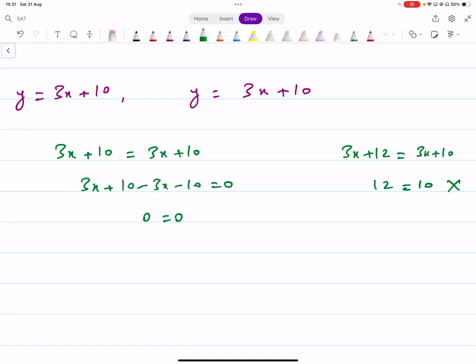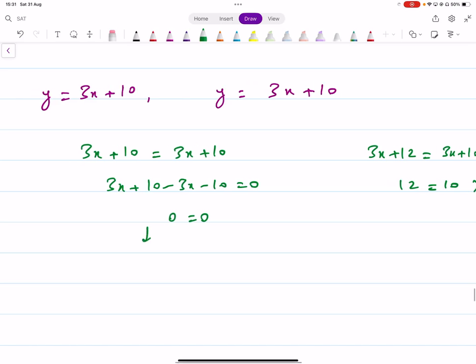Eventually you get 0 equal to 0. Is that correct? Yes, that's always correct. 0 always equals 0, right? So no matter what the value of x is, this is always true. This equation has infinitely many solutions. So straight lines can have no solution if they're two different parallel lines.